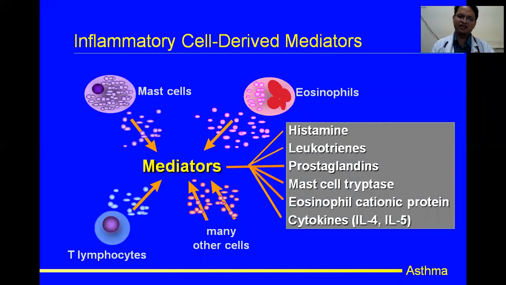So what are the cell-derived mediators which cause the inflammation? The cells which release the mediators are eosinophils, mast cells, and T lymphocytes. The mediators are histamine, leukotrienes, prostaglandins, mast cell tryptase, eosinophilic cationic protein, and cytokines, namely IL-4 and 5.